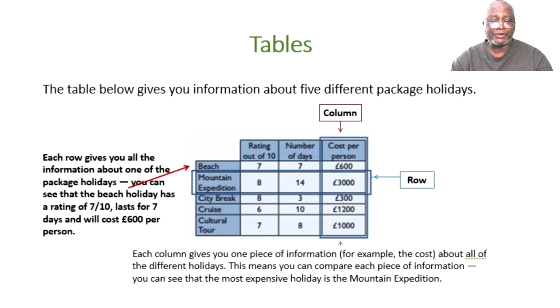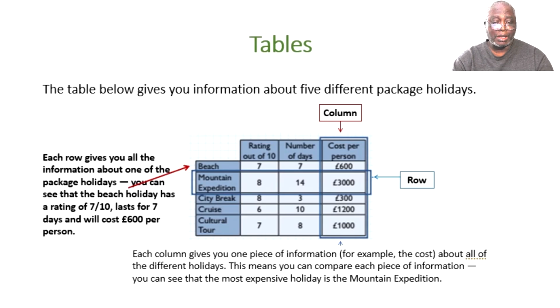So how many packaged holidays do we have? You have a beach holiday, a mountain expedition, a city break, a cruise, and a cultural tour. That is on the left column. But if you read across, you start from the column heading to see what is happening. You have their ratings out of 10, and then you have the number of days it lasts, and then you have the cost per person. So all you need to do now with that information is read across, and you'll be able to tell all the information people need to know about those holidays.